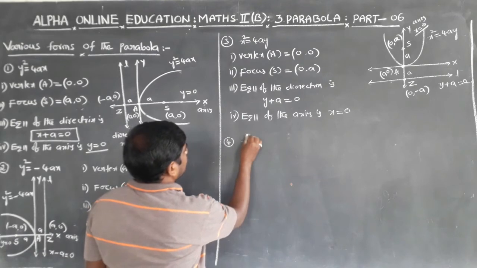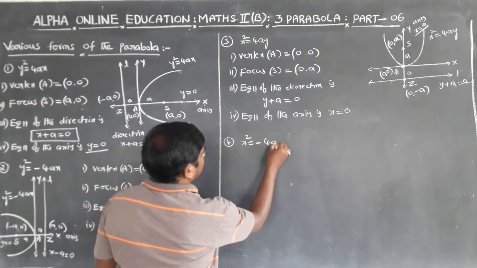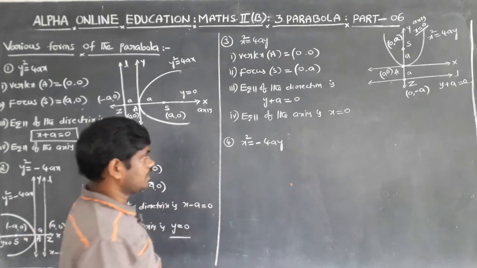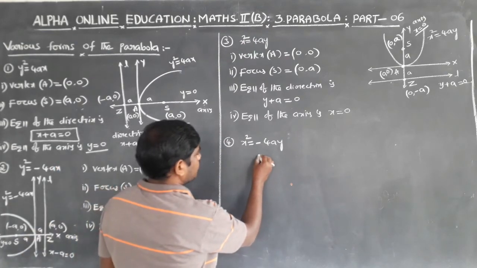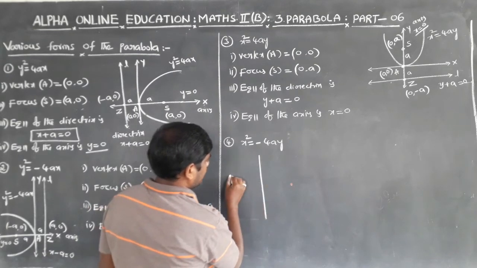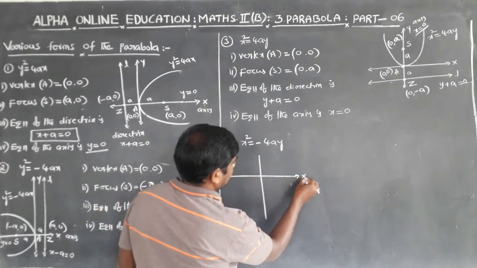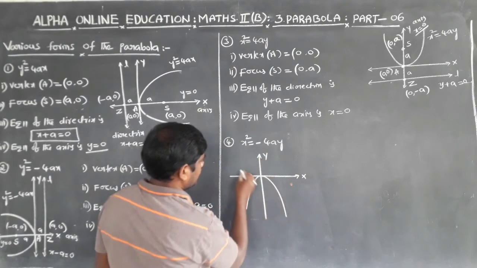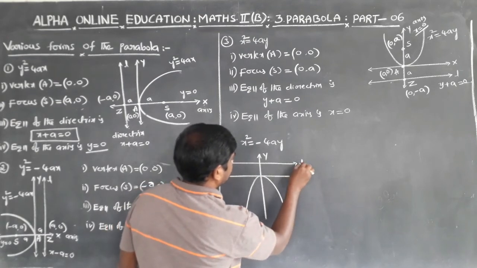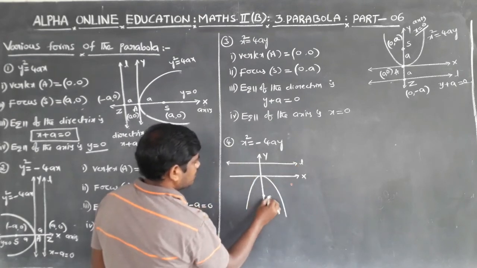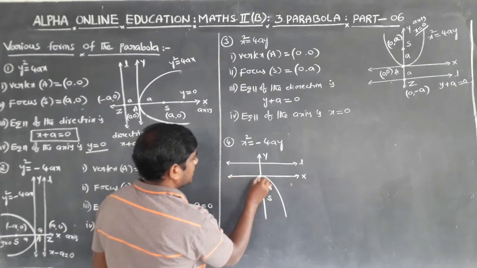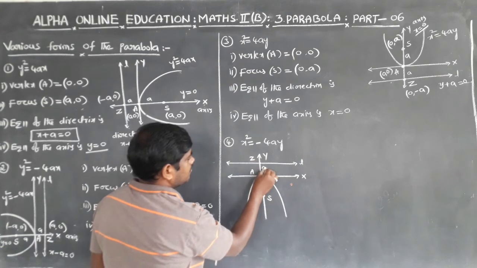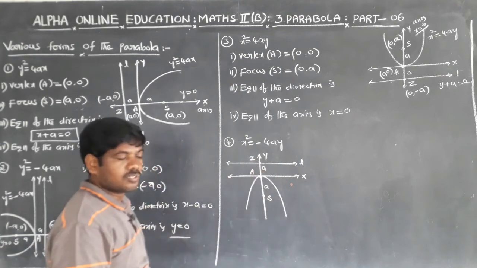Fourth one, x square is equal to minus 4ay parabola. This is the x-axis. This is the y-axis. This is the parabola. This is the directrix. Focus S, vertex A. This is the Z. SA is equal to AZ is equal to small a.